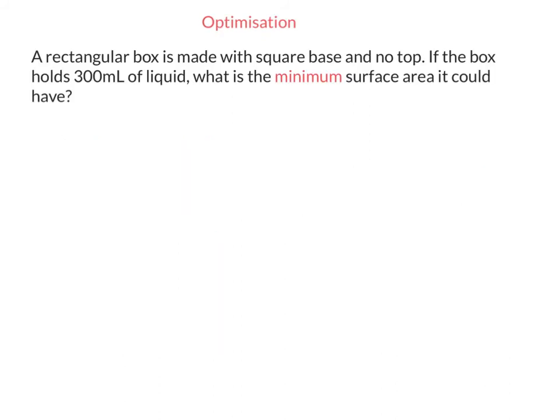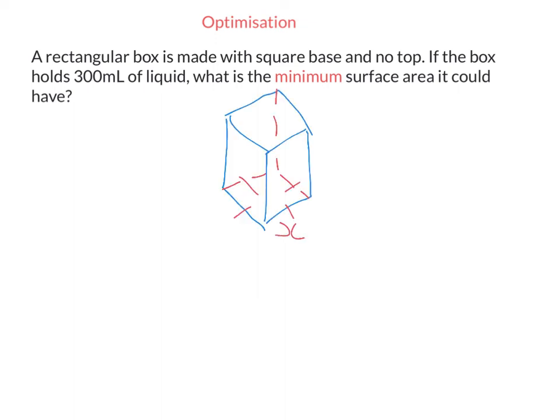Optimization always involves finding a maximum or minimum value of a function. Here we're asked to find the minimum surface area of a rectangular box with square base, no top, that holds 300 mils of liquid. We're not given a function to differentiate, so we need to first come up with the function. If we let the base be x, we need to come up with an expression for the height h in terms of x. We don't know how to differentiate a function that has 2 pronumerals. We only know how to differentiate it if it has 1 pronumeral.